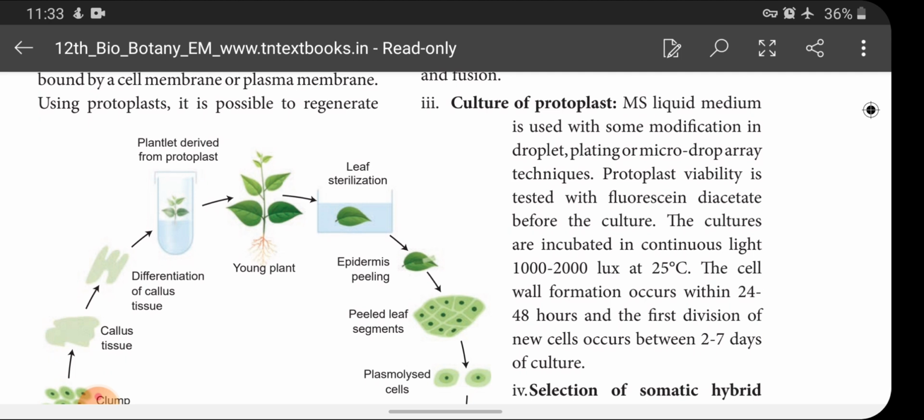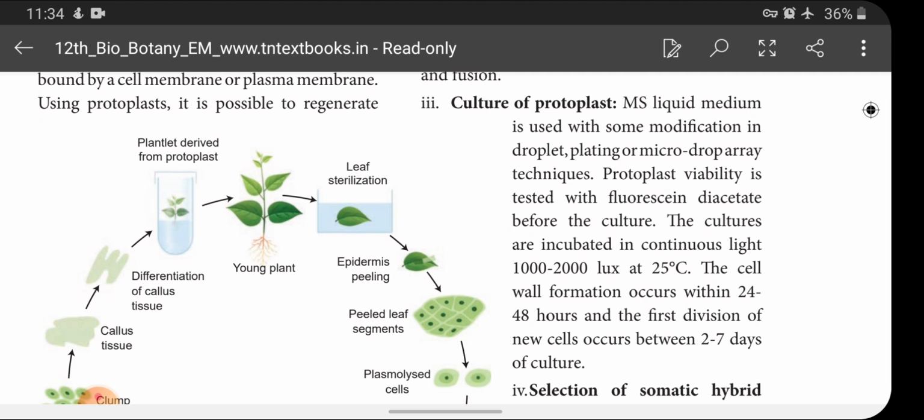Okay, so culture of protoplast: MS liquid medium is used with some modification in droplets. How? Plating or micro drop array techniques. By this technique they are modifying the MS medium. Protoplast viability is tested. How to test the protoplast viability? With fluorescein diacetate before the culture. And then the cultures are incubated in continuous light, 1000 to 2000 lux at 25 degrees Celsius, and the cell wall formation occurs within 24 to 48 hours.